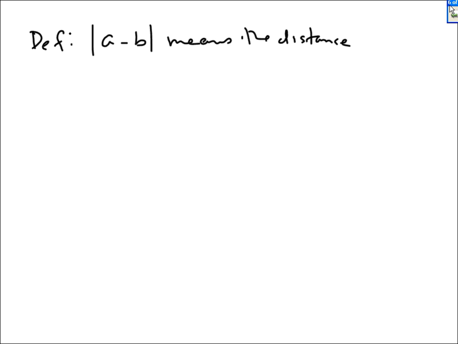Okay. Now we're going to go on to inequalities involving absolute values. Let me give you a definition. Whenever you see this, it means the distance between A and B. I should say equals. It equals the distance between A and B.